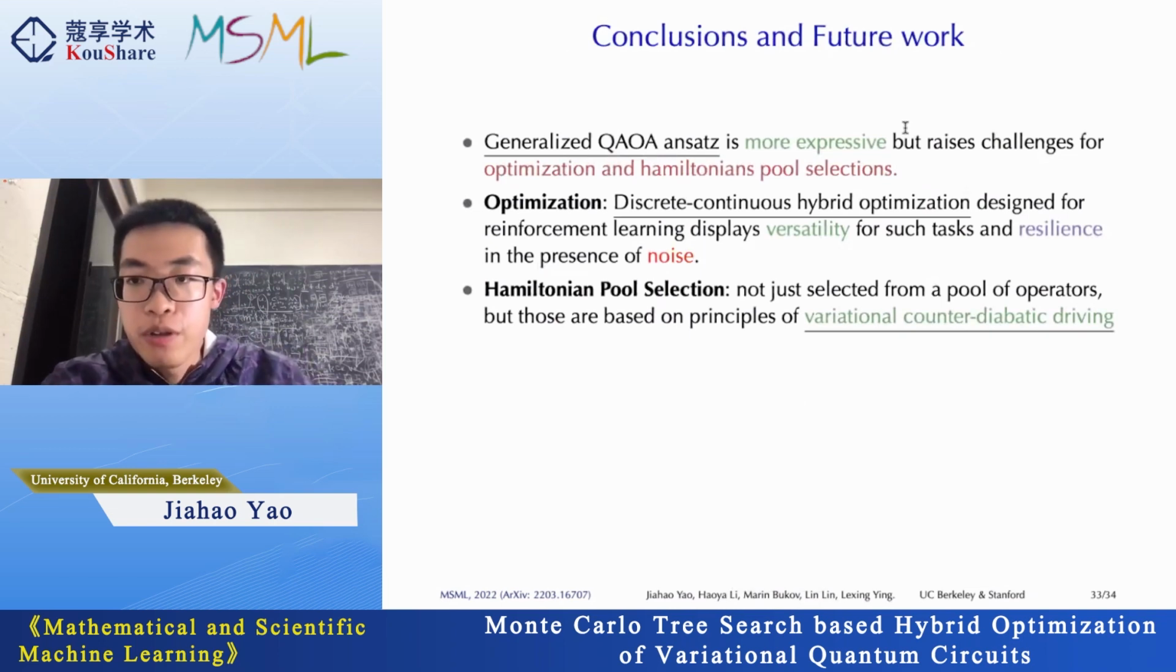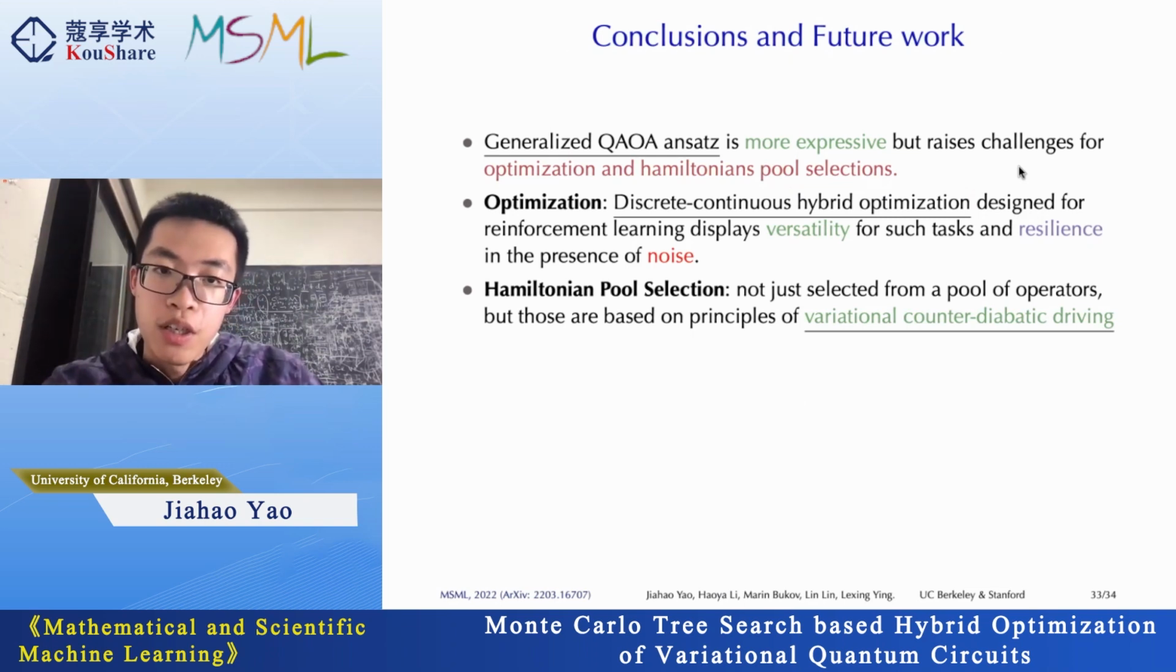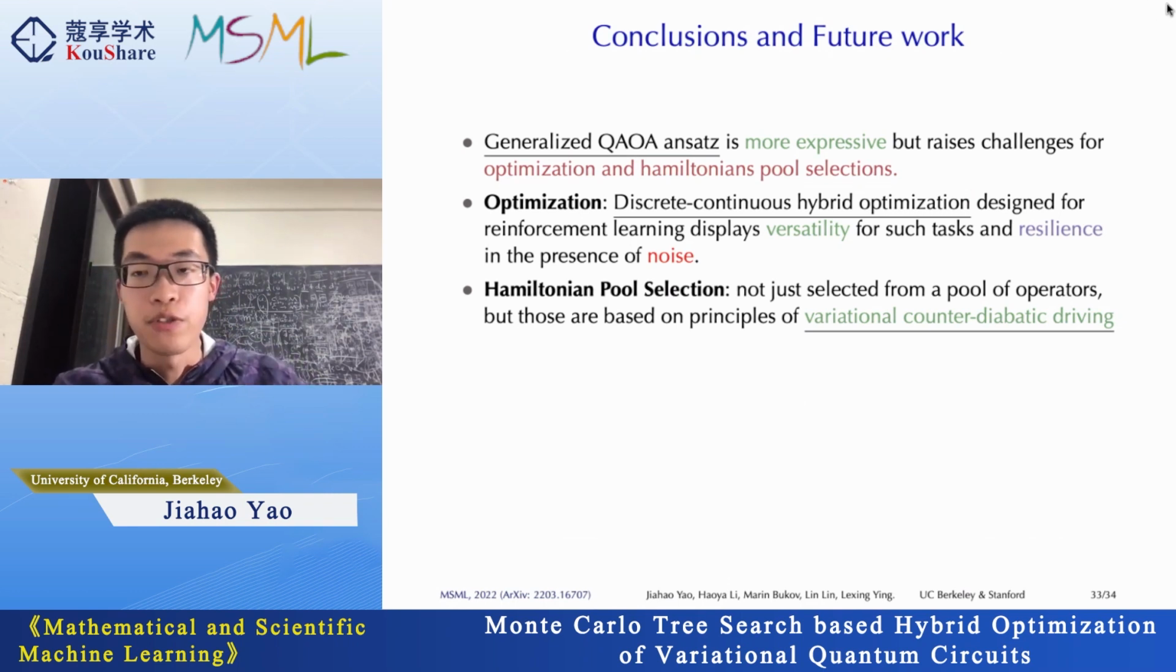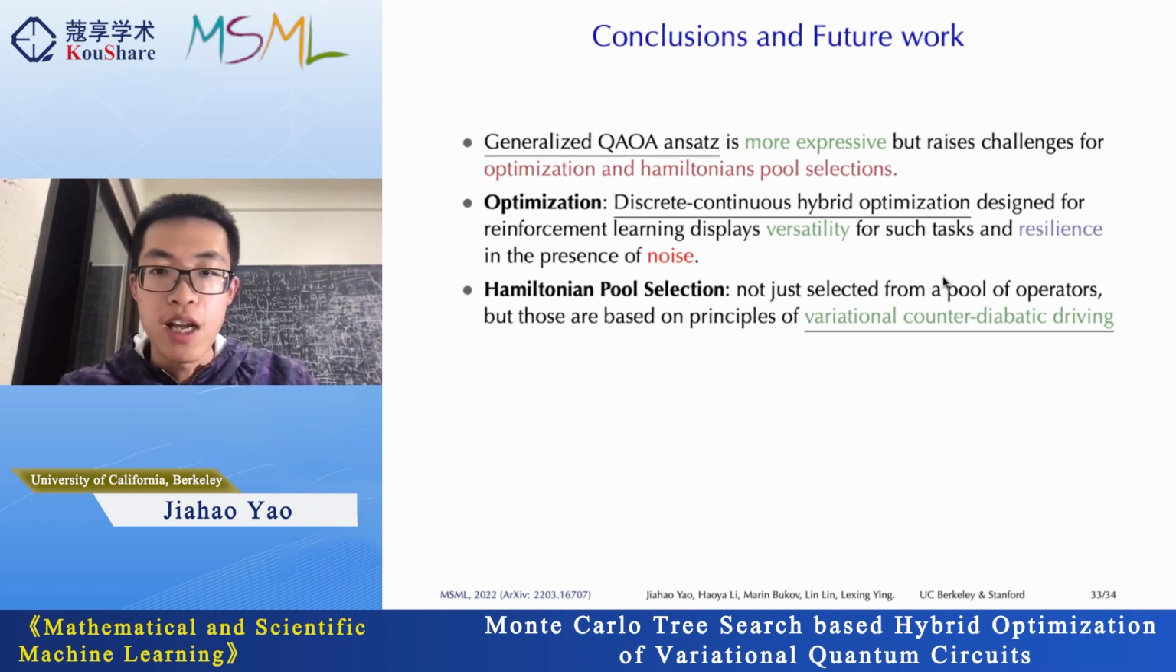So let me wrap up today's talk. Today we proposed an ansatz called the generalized QAOA ansatz, which is more expressive, but also raises a lot of challenges in how to do the optimization and how to select the Hamiltonian pool. For the discrete and continuous hybrid optimization, reinforcement learning shows a lot of versatility for this task, and also noise resilience against different kinds of physical noise. For the Hamiltonian pool selection, we did not just choose random operators, but based them on variational counterdiabatic driving.